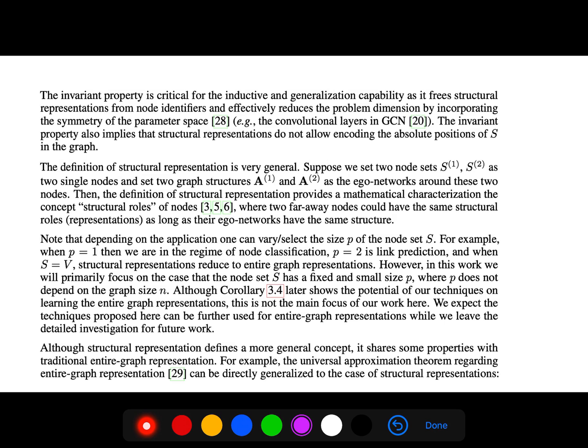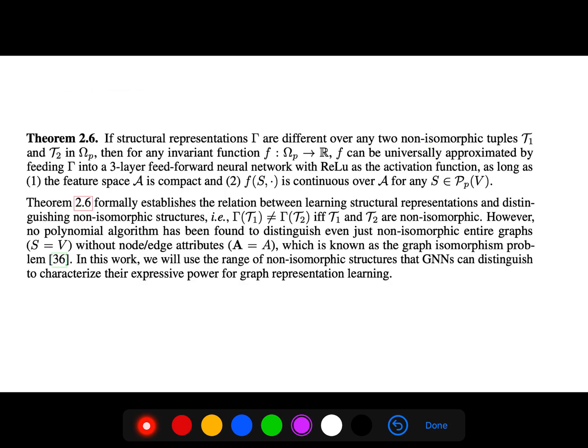By the way, I have a playlist for geometric deep learning, in which I talk about equivariant and invariant representations, which is related to this area as well. So if structural representations are different over any two non-isomorphic tuples, then any invariant function can be universally approximated by feeding it into a three-layer feed-forward neural network, as long as the feature space is compact and f is continuous.